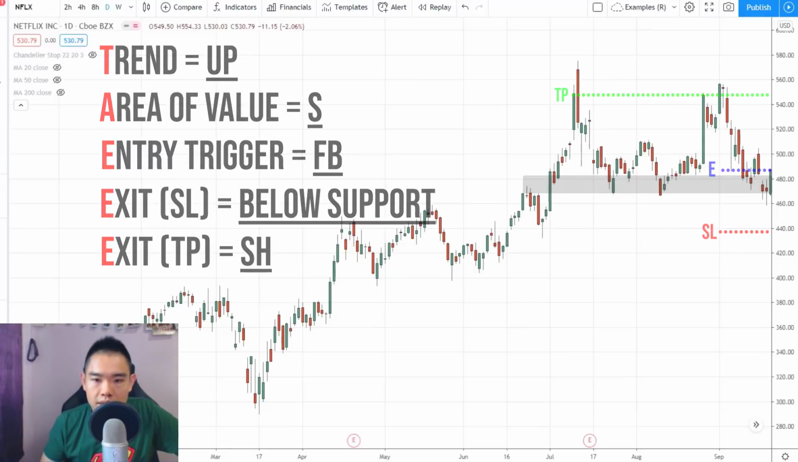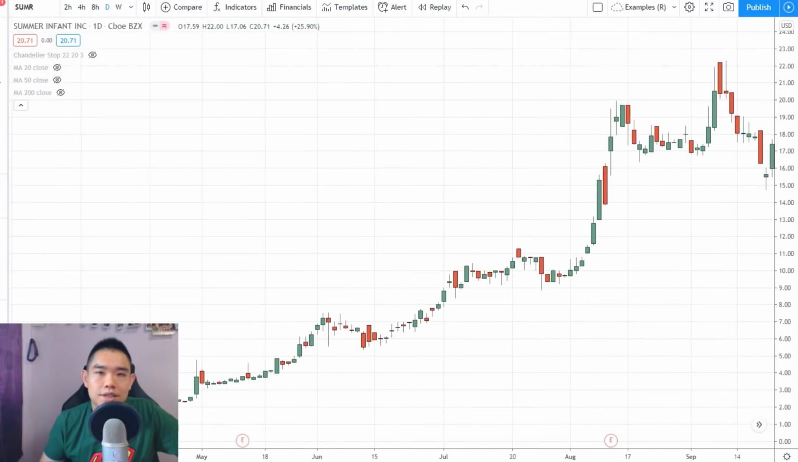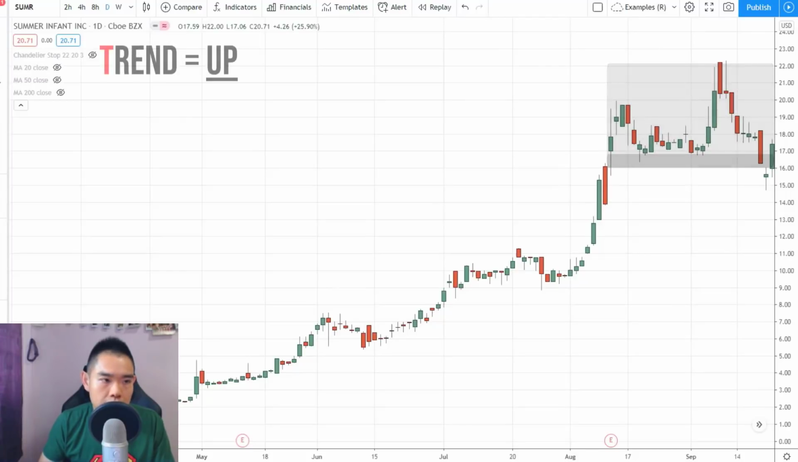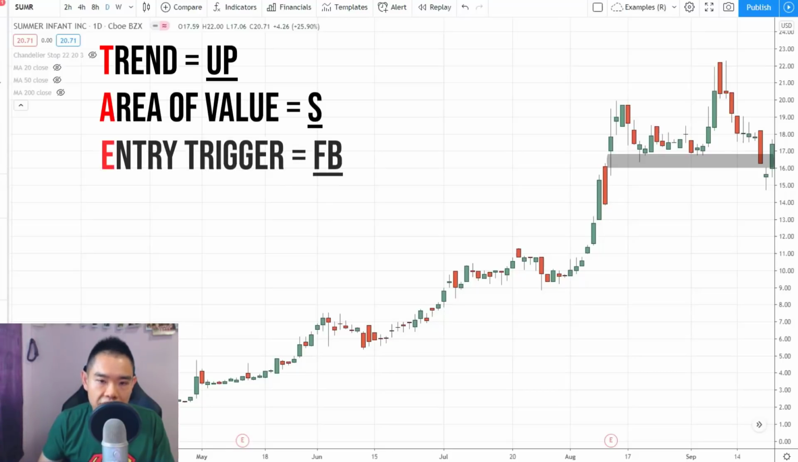So let's look at a couple more examples before we sum up today's video. We get another one over here. This is so similar to the Netflix example. The only difference is the duration that the price takes to form this range over here. So again, trend, uptrend. Area of value, that is area of support. Entry trigger, we have another FB, false break. Okay, let's call it FB.